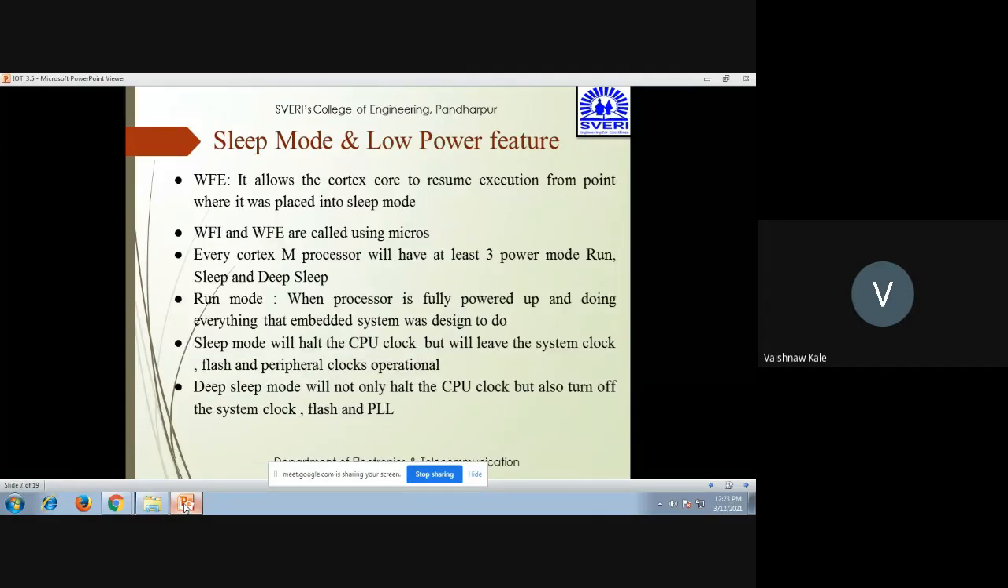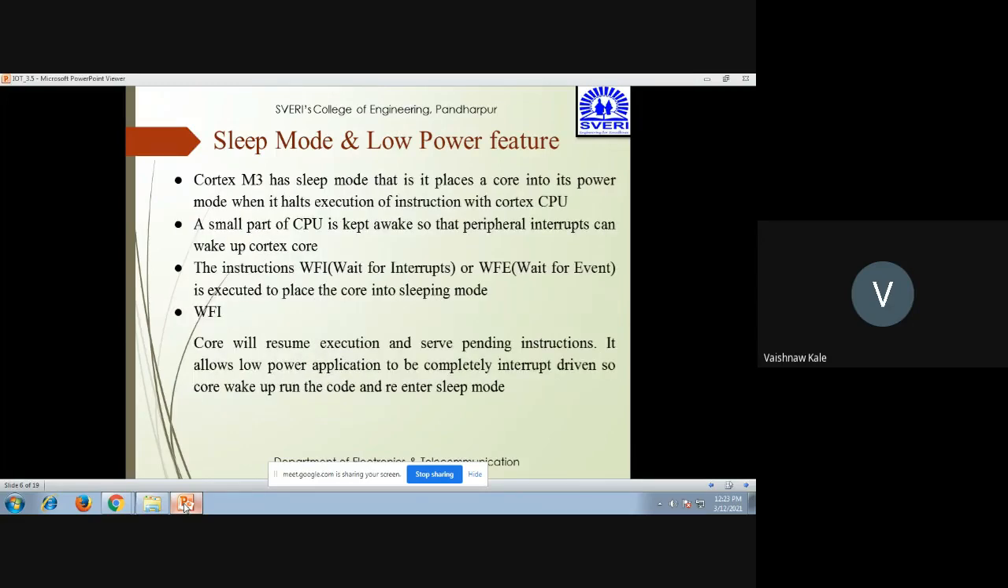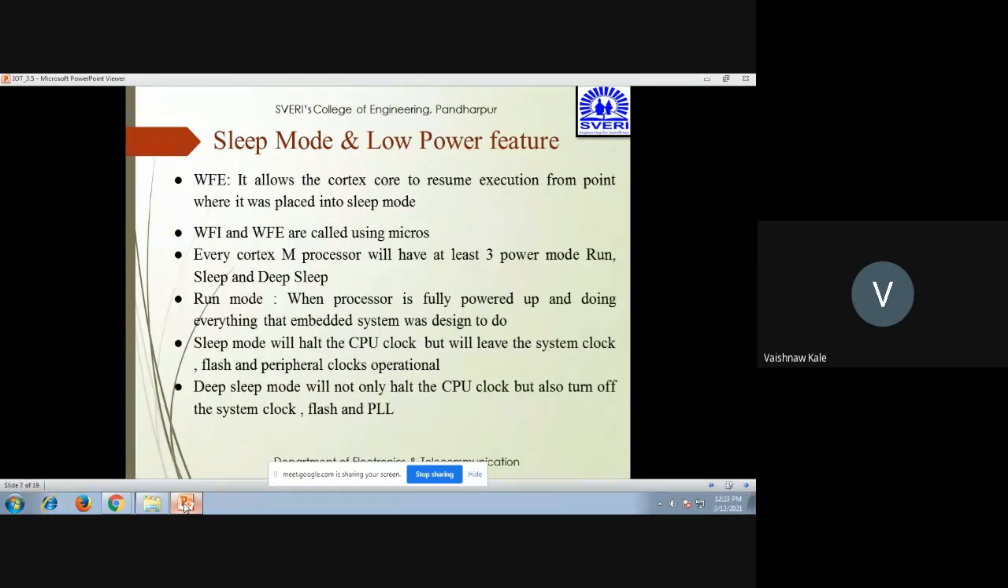Now WFE allows the Cortex core to resume execution from the point where it was placed into sleep mode. As soon as it goes into sleep mode, from that point, if we have a WFE, it resumes the execution point. After sleeping, the first one is your WFI. It will completely re-enter the sleep mode after resuming, and after the sleep mode it goes into the run mode, and after run mode it is again placed into the sleep mode.